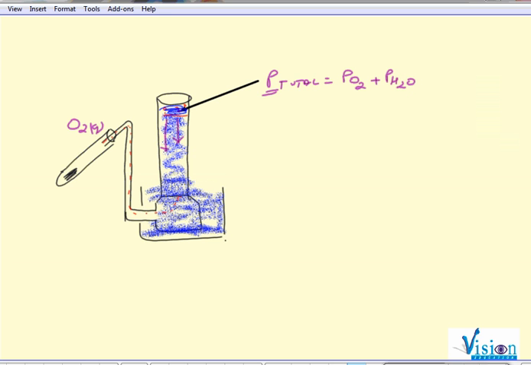So this pressure is basically the total pressure of PO2 and PH2. If we want the pressure of the dry oxygen gas, we need to do a very simple thing. PO2 equals P total minus PH2.